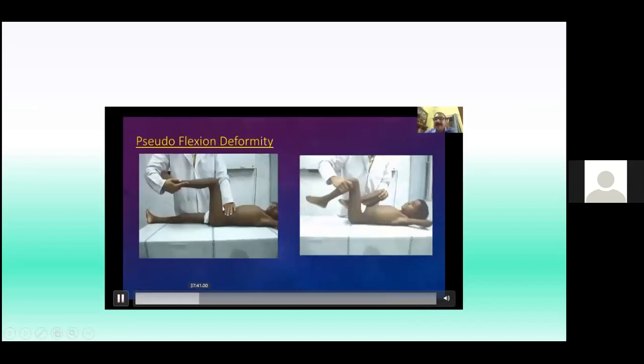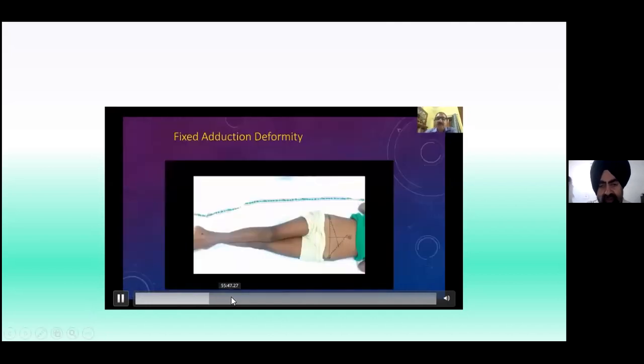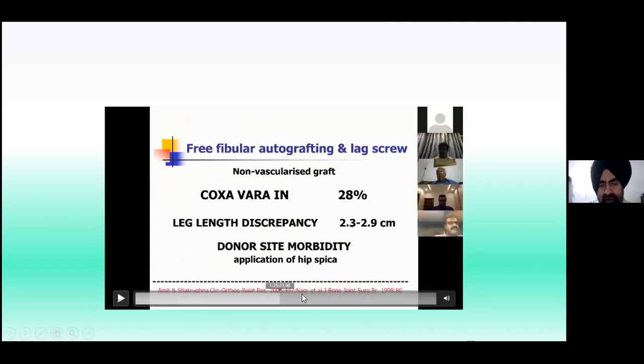Again, pseudoflexion deformity. The child is not flexing, and due to tuberculosis, there may be psoas abscess. Again, what we have discussed, the Trendelenburg sign: the head of the femur, the joint, is the fulcrum, and under the load of the body weight, the abductors prevent the pelvis from sinking. We have already covered these things.